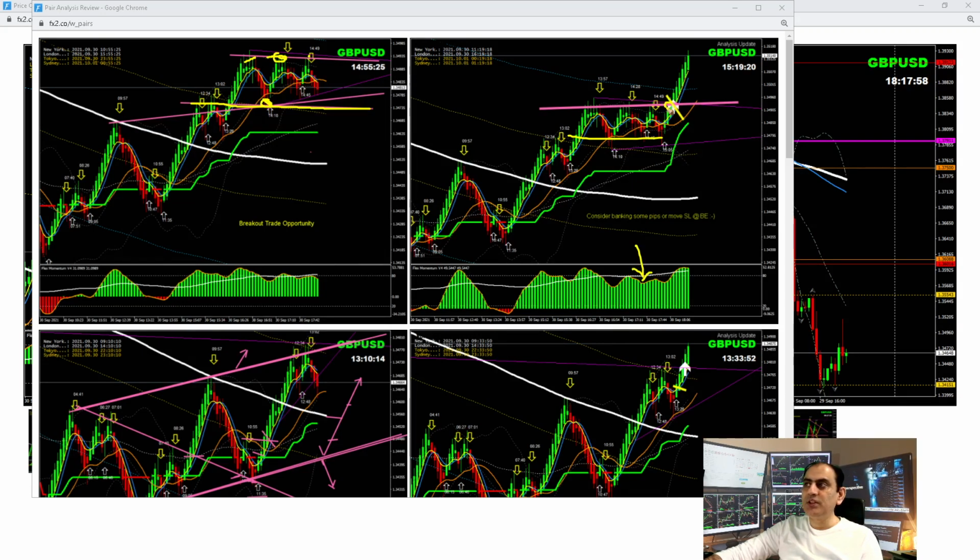We had a beautiful breakout as soon as the price hit the 4 hour at this level. That's what I explained to my traders: bank some profit and let's wait for another pullback. So this was the beautiful counter long trade today on pound dollar. So we banked beautiful pips on pound dollar.